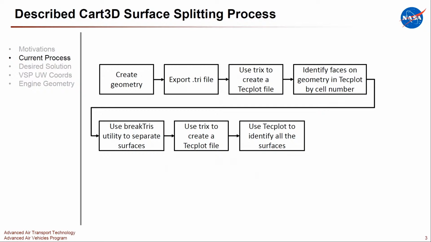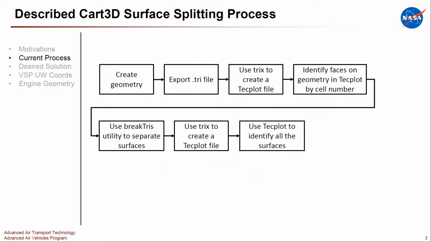And I know all you Mac users will snicker at me, but I have to work between the two systems because our Linux machines are headless, so there's no VSP on there. So carry it over to Linux, use the Trix command to create a Tecplot file, bring it back to my Windows computer, find certain mesh cell numbers on the faces in Tecplot, and then take that back to the Linux side.